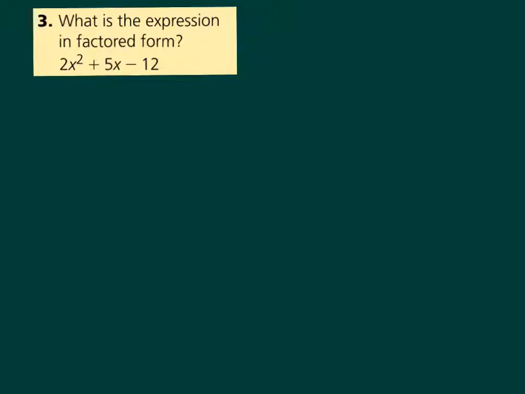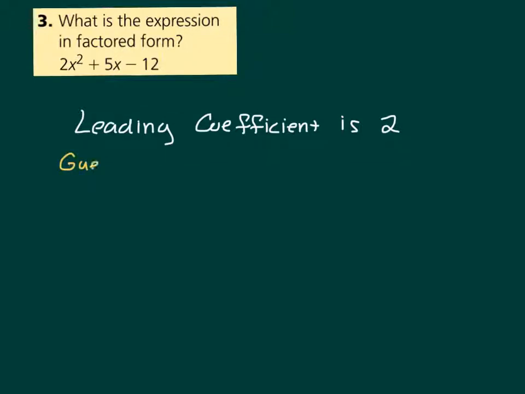We know that this one is not going to be easy, like the first example, because the leading coefficient is not 1. In this case, the leading coefficient is what? 2. Leading coefficient is 2. So you're going to have to choose here between those two. There's a guess and check. There's a process. Let's start with the guess and check method.